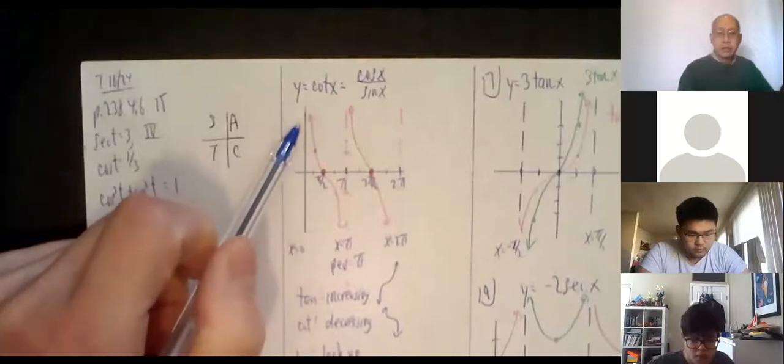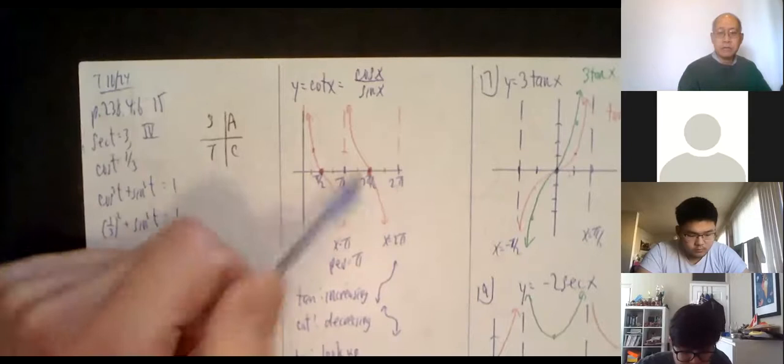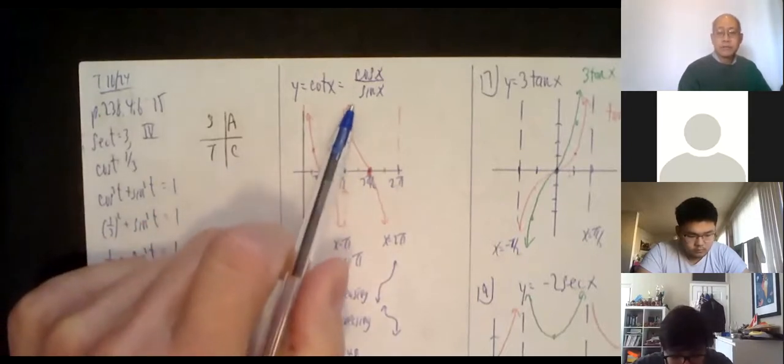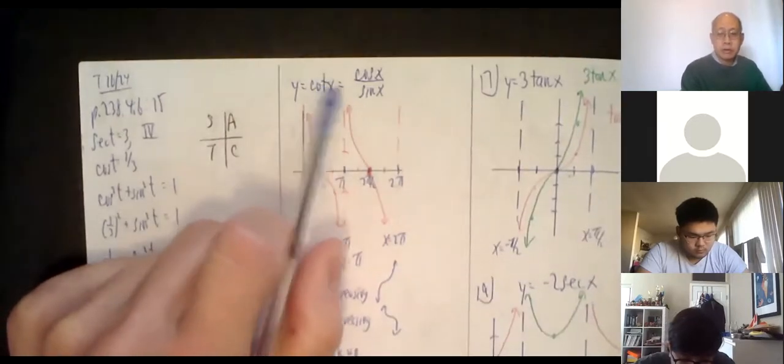All right, that's tangent. Cotangent looks like this. It's a decreasing function. It always goes down. It's cosine over sine. So if I do the same analysis, when is the cotangent equal to 0?